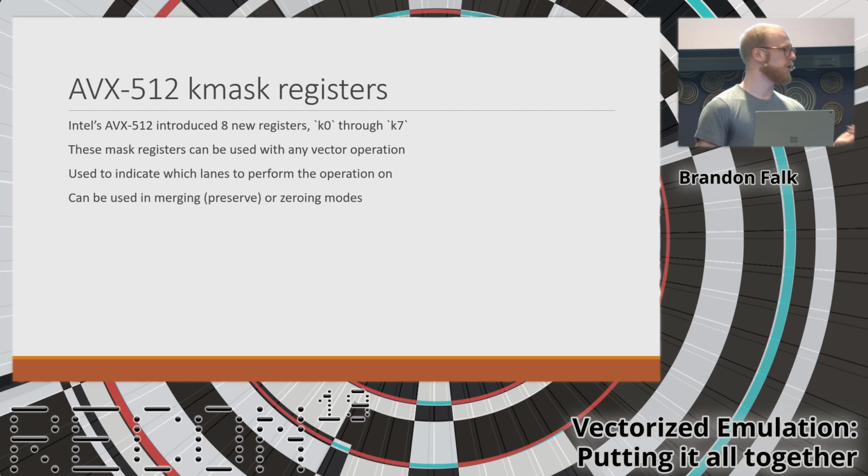What you're able to do with these kmask registers, or mask registers, is specify to every single vector instruction, or most vector instructions, which lanes you want operations to be performed on. You're able to do this in 2 different modes. A zeroing mode, where it will zero out the results of things that are masked off, and a merging, or preservation, mode, where it will maintain and just not perform the operation on those lanes.